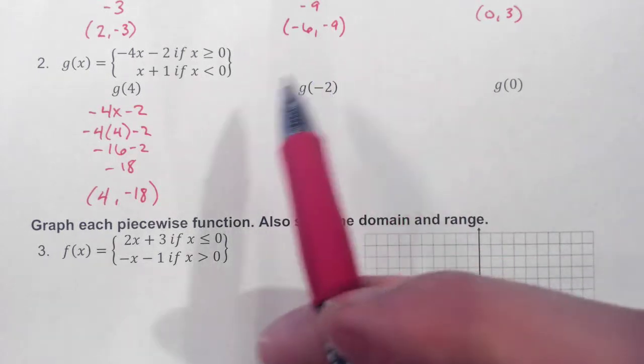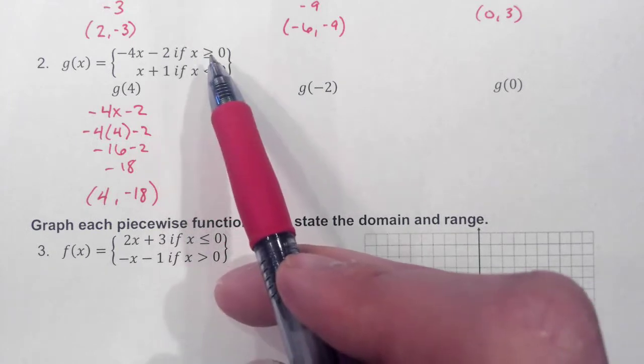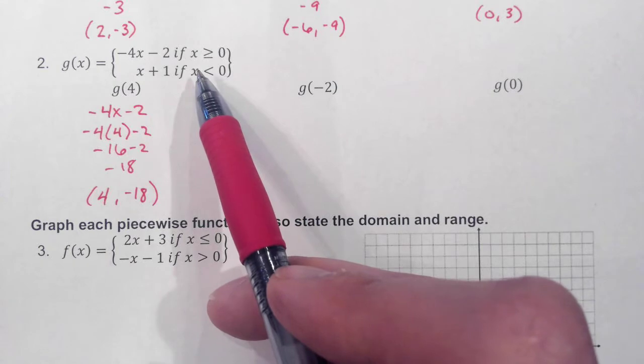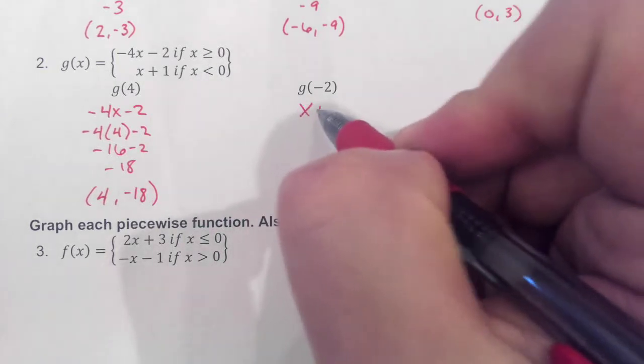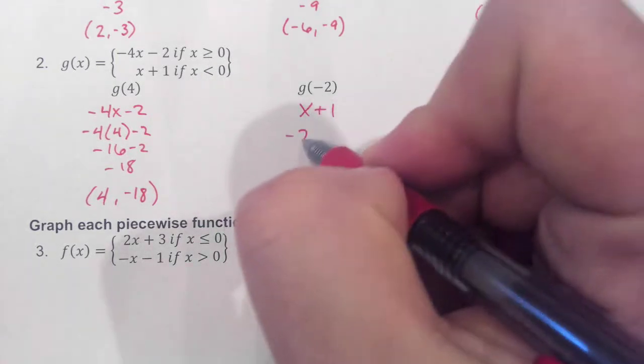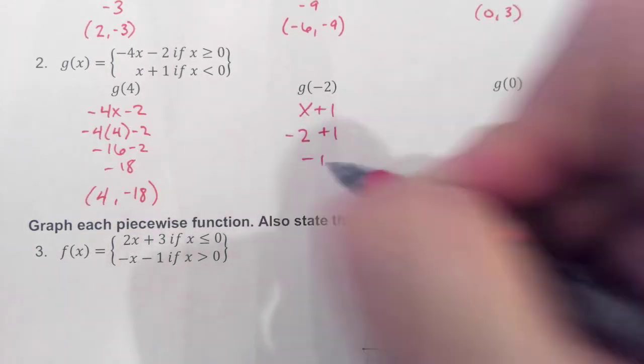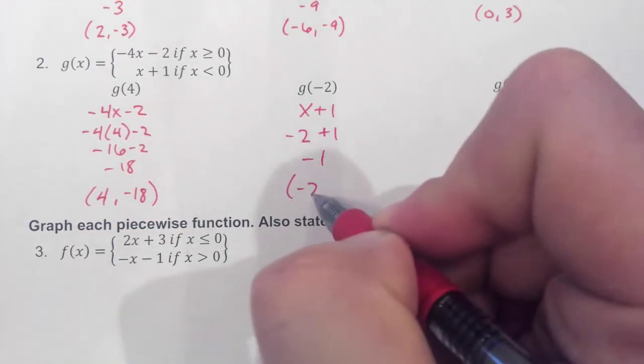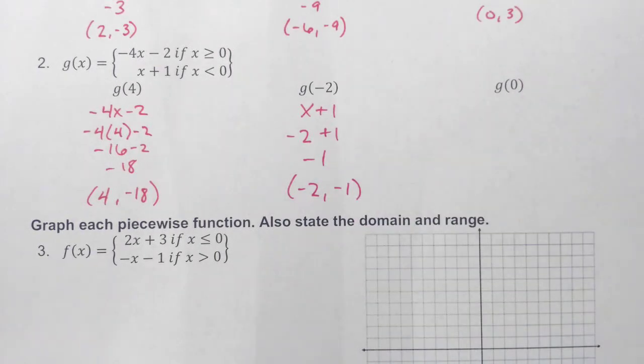Next one, negative 2. Is negative 2 greater than or equal to 0, or is negative 2 less than 0? Well, negative 2 is less than 0, so that means we're going to be using the x plus 1 piece. This time x is negative 2, and negative 2 plus 1 is negative 1. So as a coordinate, we plugged in negative 2, we got negative 1.